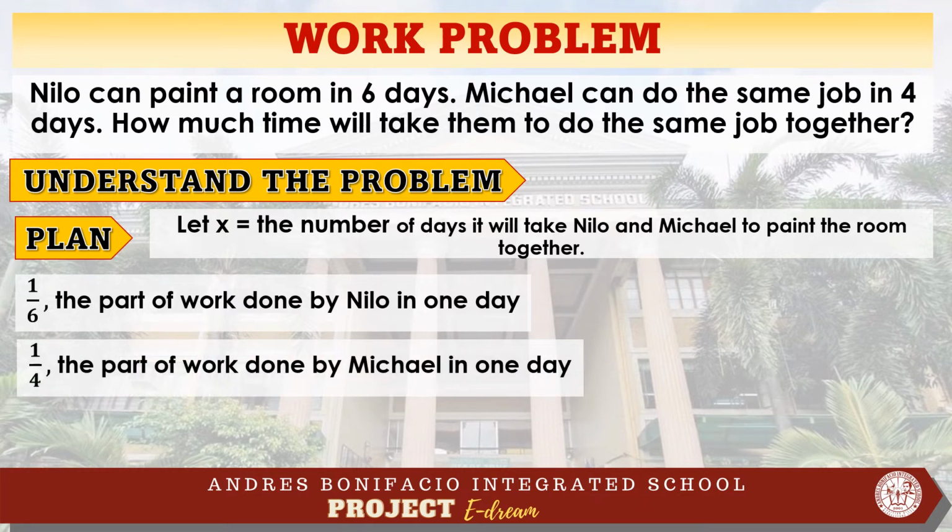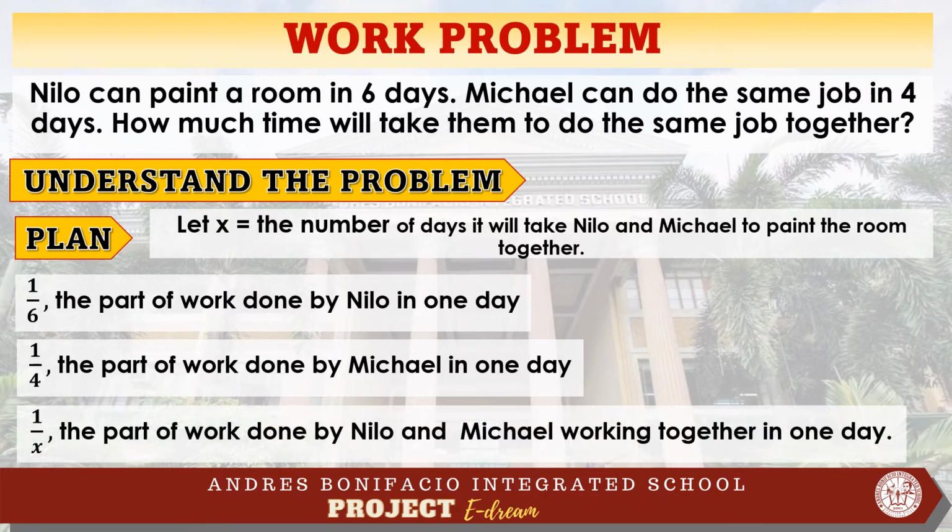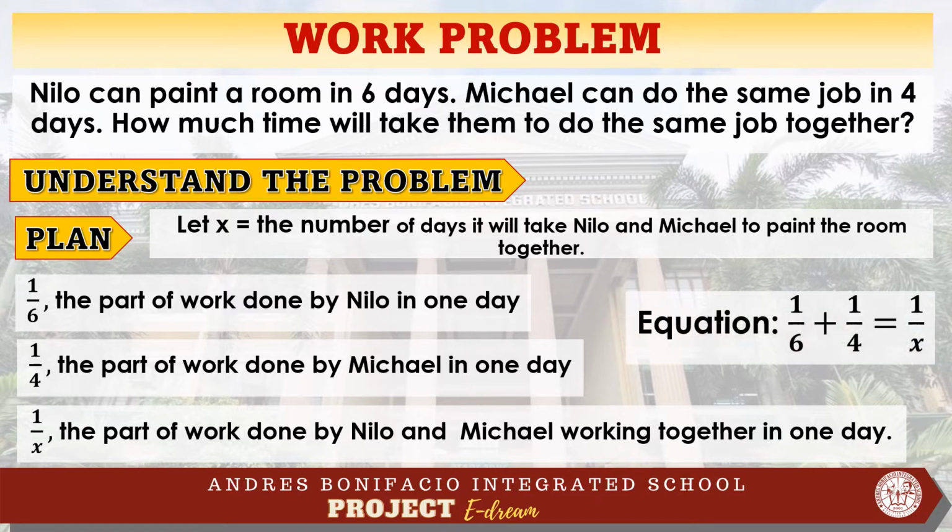1/4 is the part of work done by Michael in 1 day. And 1/x is the part of work done by Nilo and Michael working together in 1 day. So what will be our equation now? So 1/6 plus 1/4 is equal to 1/x. Again, 1/6 is done by Nilo, 1/4 is the part of work done by Michael, and 1/x is the part of work done by Nilo and Michael working together.